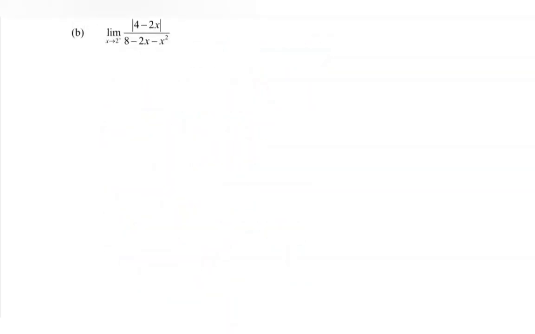Kindly refer to part b. Limit as x approaches 2 from the right, and we have the function modulus of 4 minus 2x over 8 minus 2x minus x squared. So kindly focus on the situation where we have to define the modulus. So modulus of 4 minus 2x: 4 minus 2x, or negative bracket 4 minus 2x. For the domain, 4 minus 2x greater than or equal to 0, so we have 2x less than or equal to 4, so x less than or equal to 2. Here we have the domain x less than or equal to 2. Here we have the domain x greater than 2.